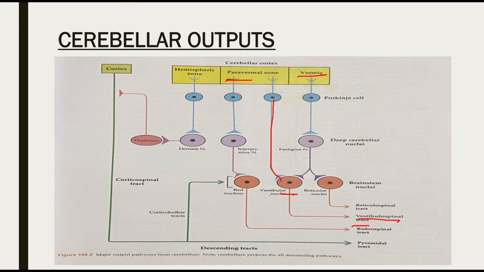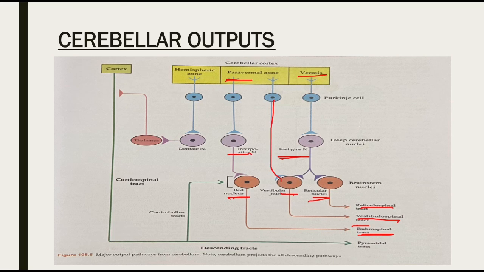Outputs coming from the vermal portion project to the nucleus fastigius and they will project to the vestibular nuclei and the reticular nuclei, and they will control the activity of reticulospinal tract and vestibulospinal tract. Outputs coming from the paravermal portion project to the nucleus interpositus, which in turn projects to the red nucleus and controls the activity of rubrospinal tract.